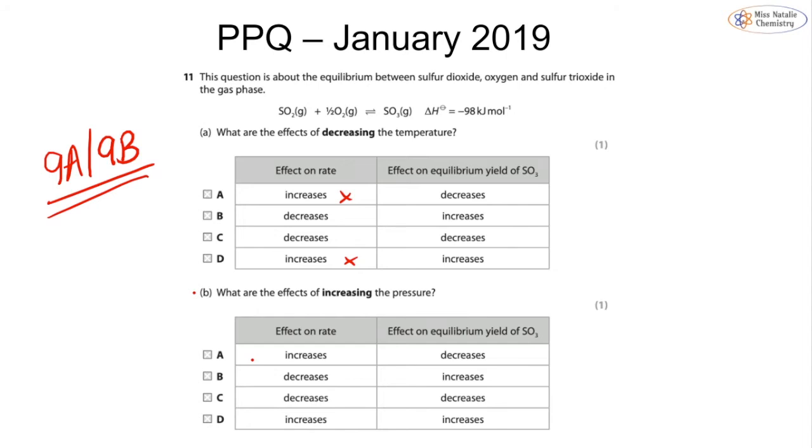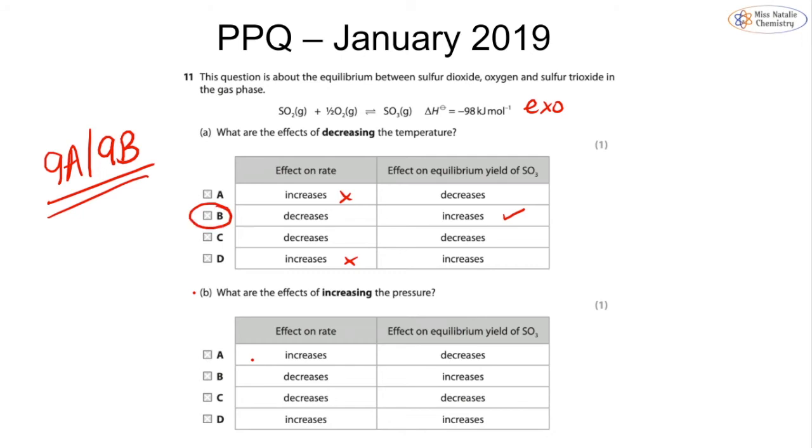The effect on the yield, well, we need to look at whether it is exothermic or endothermic, and we've got a negative enthalpy, so our forward reaction is exothermic. If we decrease the temperature, what we find is that the rate of reaction is going to decrease, but it decreases a little bit less for the exothermic, so that is going to be our favoured reaction, shifting the equilibrium to the right, giving you a higher yield. So your answer here is B.